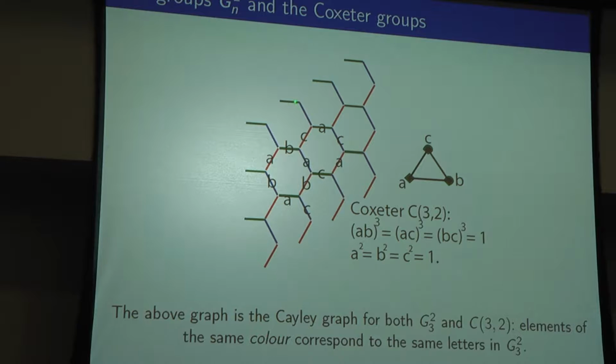And this is important because in the Coxeter groups, one green interval can be A and the other green interval can be B. And here we see that these green intervals are on the same vertical level, and this is important. And actually, this happens for all groups GN2, and actually we can say something about indices.